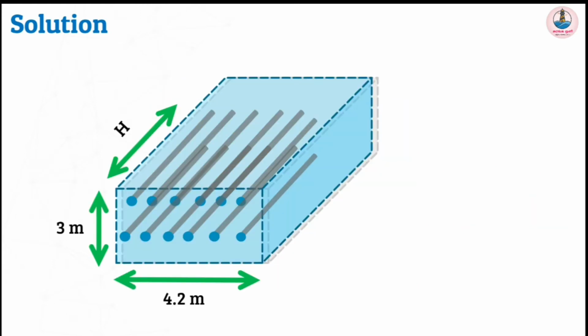I have tried to visualize it for you in a 3-dimensional image. You can assume it as a gallery. The width is 4.2 meter, height is 3 meter, and how much distance we have drilled the hole, that is the length we have to find. So, the numerator, that is tons of coal produced, is 4.2, that is width, 3 meter height, h which we have to find, that is pull, and specific gravity is 1.4.